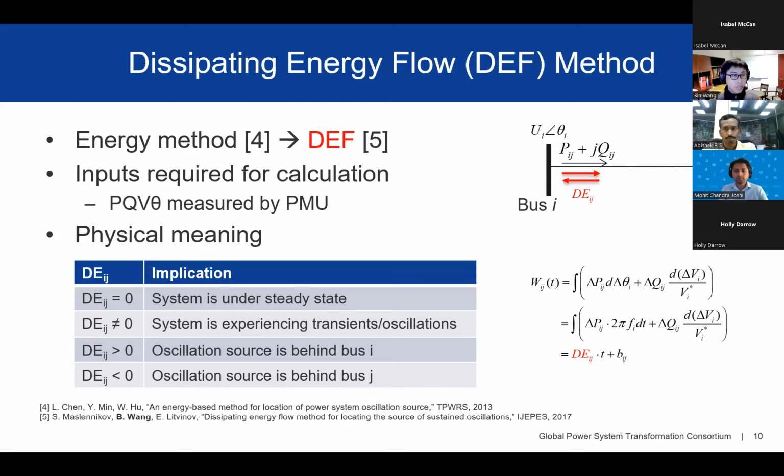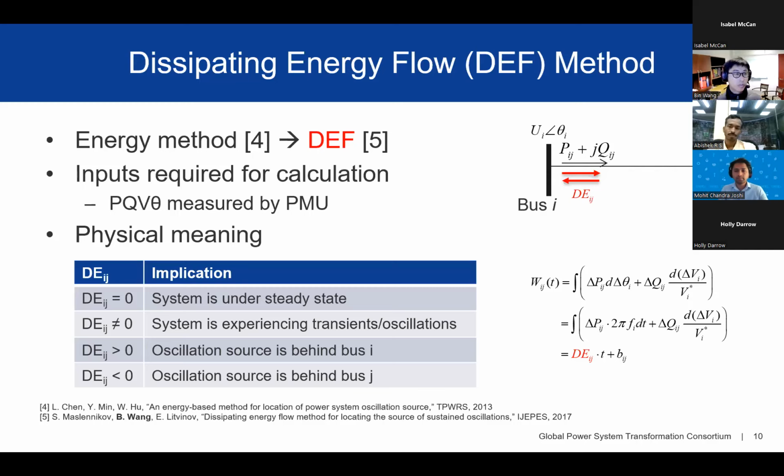The DEF calculation requires 4 quantities that are measured by phasor measurement units, including voltage phasors and current phasors, but eventually the direct input to the DEF method is P, Q, V, theta: active and reactive power on the line, voltage magnitude, and the phase angle at the bus. The voltage angle can be replaced by the bus voltage frequency.